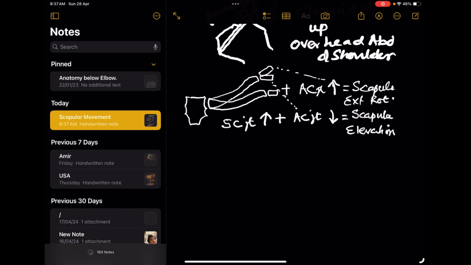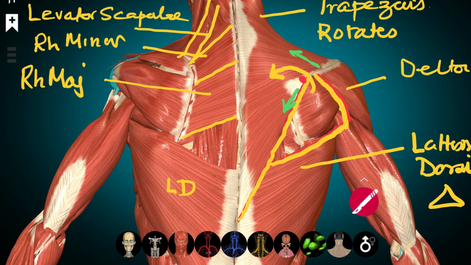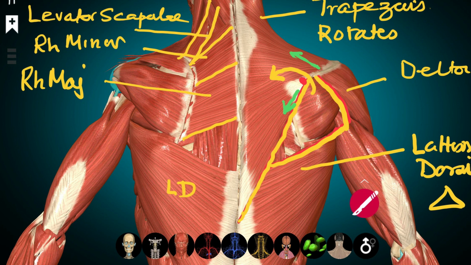So this is the elevation of the sternoclavicular joint. If combined with a flat acromioclavicular joint, it is simply elevation of the shoulder. But if combined with a fixed and externally rotated acromioclavicular joint, it will lead to rotation of the scapula, glenoid pointing upwards, and overhead abduction. Now notice the muscles in this photograph.